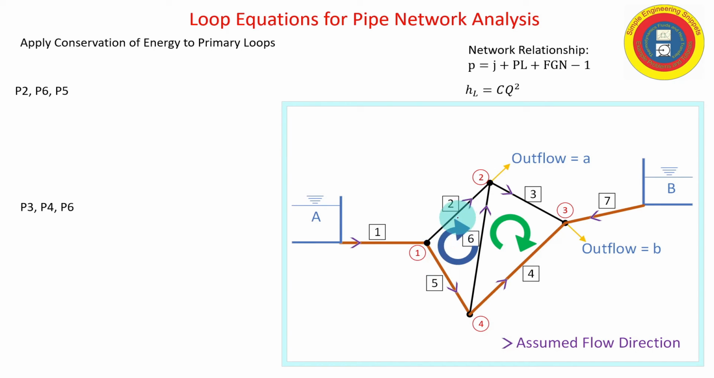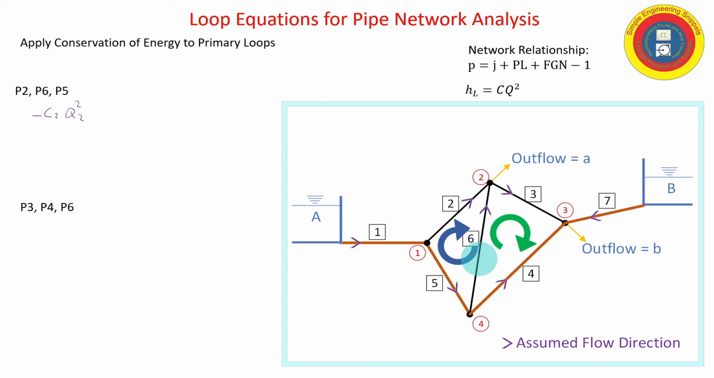So our first loop consists of pipes 2, 6, and 5. We have assumed flow directions. So I'm going to start at junction number 1. And I'm going in the direction clockwise as I assumed. And so in the direction of flow, my energy is decreasing due to losses. So I have minus C2 times Q2 squared.